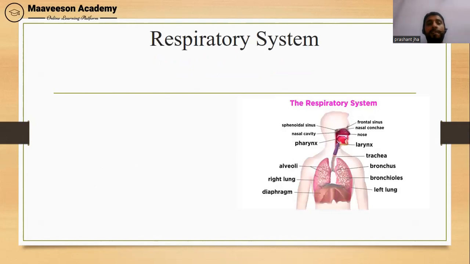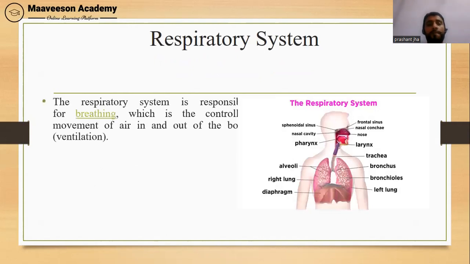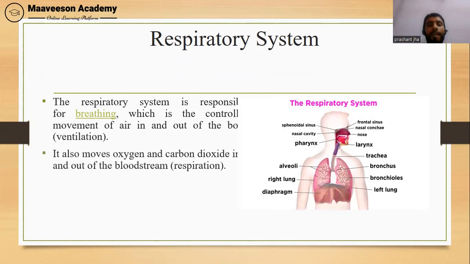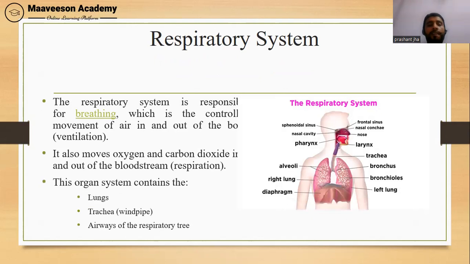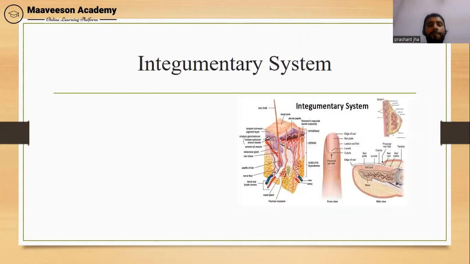Next is the respiratory system. The respiratory system is responsible for breathing, which is the controlled movement of air in and out of the body. It also moves oxygen and carbon dioxide. This organ system contains the lungs, trachea, and airways of the respiratory tree.